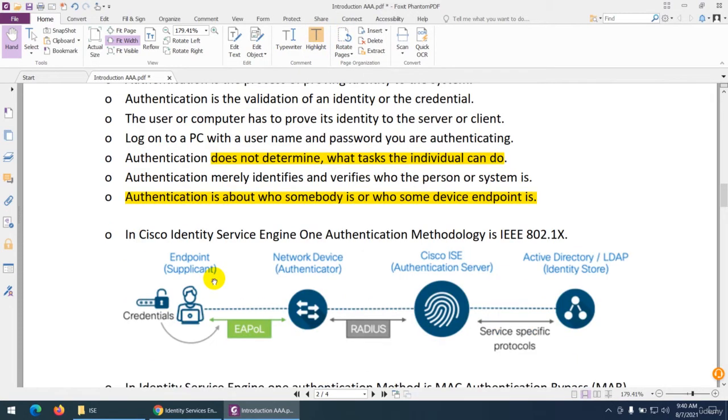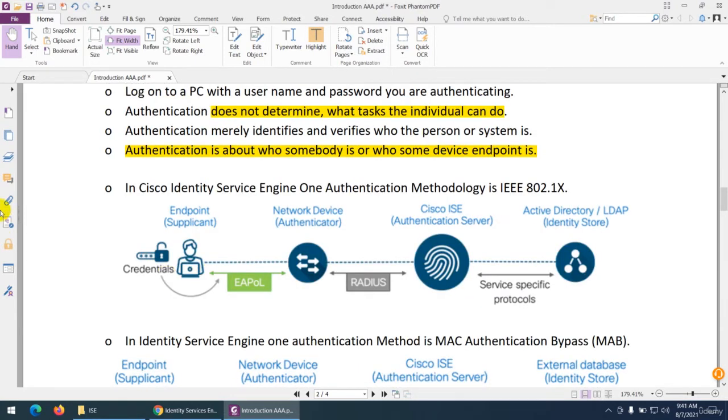And in Cisco ISE, we are using many methods, but some of them are like 802.1X. Through 802.1X, you need to provide a certificate, or username and password, or token.